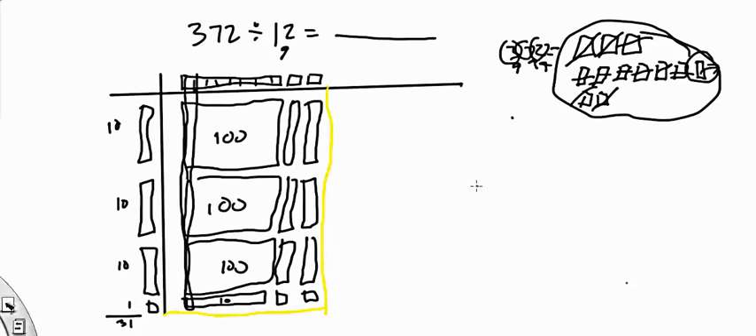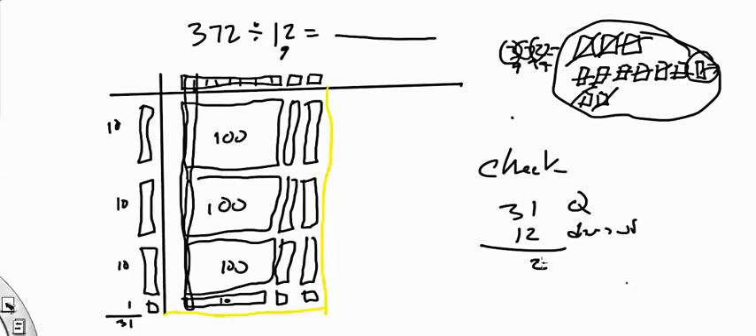Now how do we check? We have 31 times 12, which is quotient times divisor. Let's multiply. 2 times 1 is 2. 2 times 3 is 6. Add a placeholder for our tens. 1. 3 times 1 is 3. A little boo-boo there from Mr. D. 372, it checks.